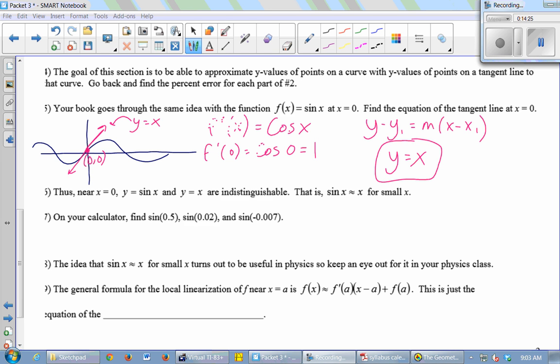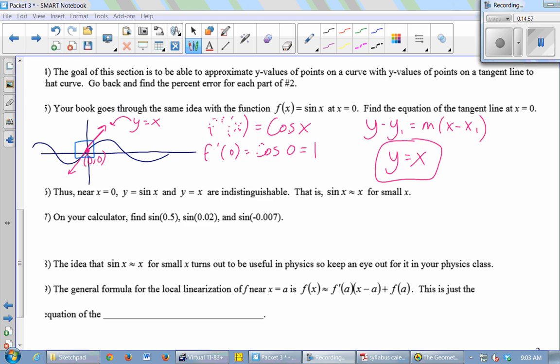Okay. So that means that near x equals 0, y equals sine of x and y equals x are indistinguishable from each other. It is a good approximator. So if I draw a little box around there, the pink line and the purple sine graph lay so close to each other that the difference in y values is very small. Okay, so sine of x is approximately equal to x for small x's.